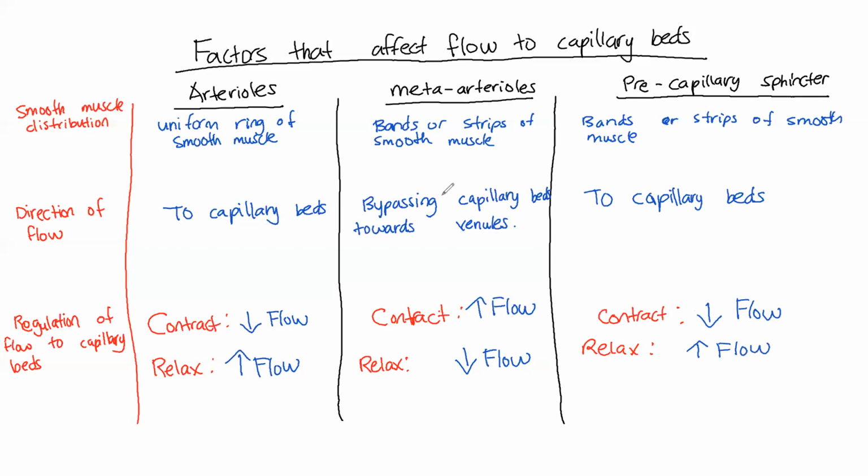So just to make a little bit more sense of these three different areas that regulate flow to capillary beds, and how the direction of flow is slightly different, especially with the meta-arteriole. They're not necessarily moving towards the capillary bed themselves, but they do influence flow to the capillary bed because they're bypassing or shunting away from that bed and towards the venules. So make sure you're making the connections in terms of increasing or decreasing, contracting or relaxing, the way that we've done at the bottom here.